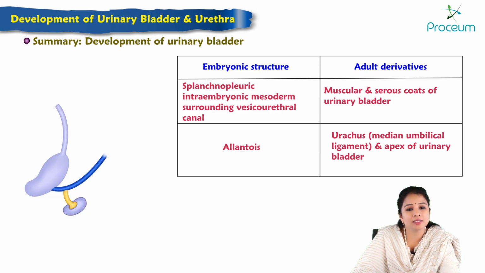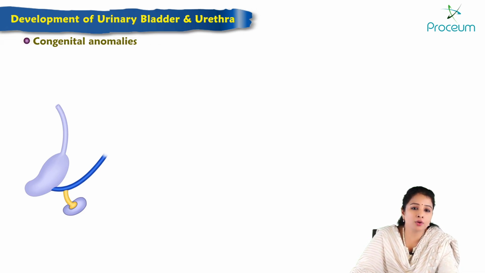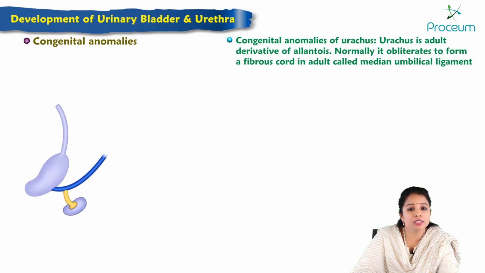So let's discuss some congenital anomalies associated with the development of the urinary bladder. First, congenital anomalies of the urachus.